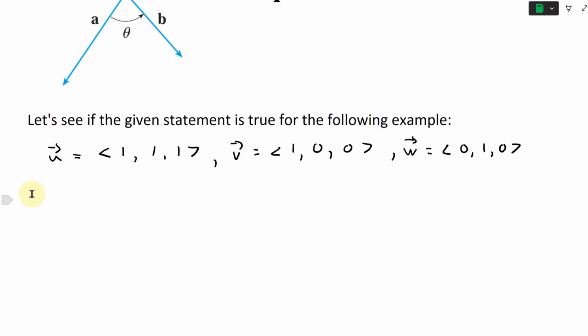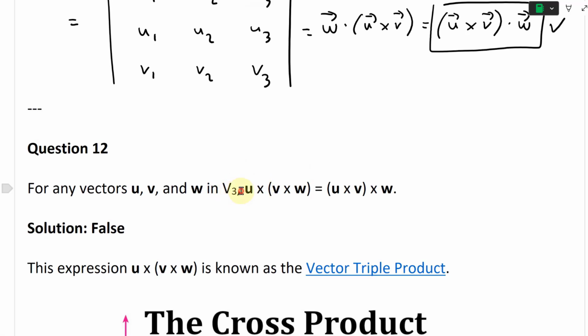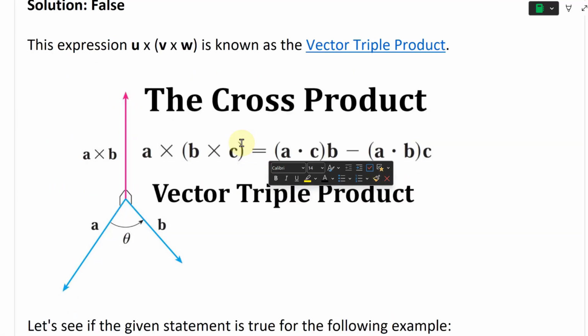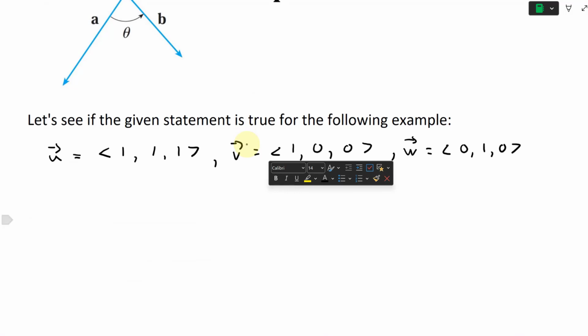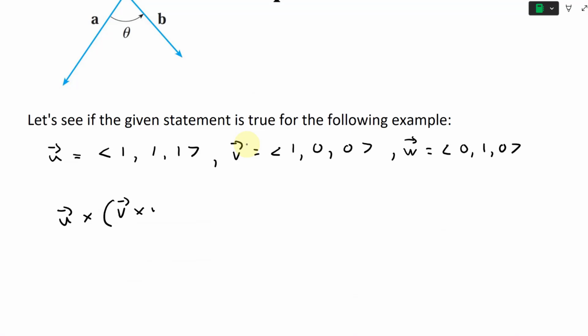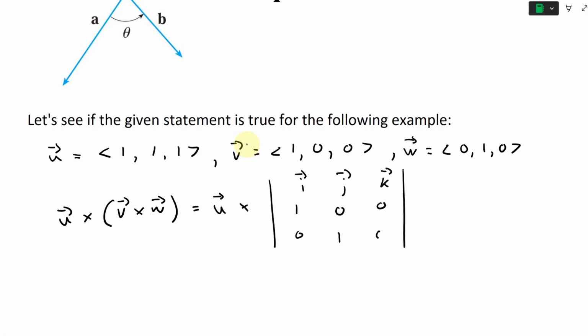All right, so now let's take a look at the left side. Let's solve this left side, then we'll solve the right side and see if we get the same answer. So u cross (v cross w). We'll have u cross, and then the bracket v cross w, and I'll leave it like this. Now we're going to write this in determinant form: i, j, k, and v is going to be 1 0 0, and then w is going to be 0 1 0.